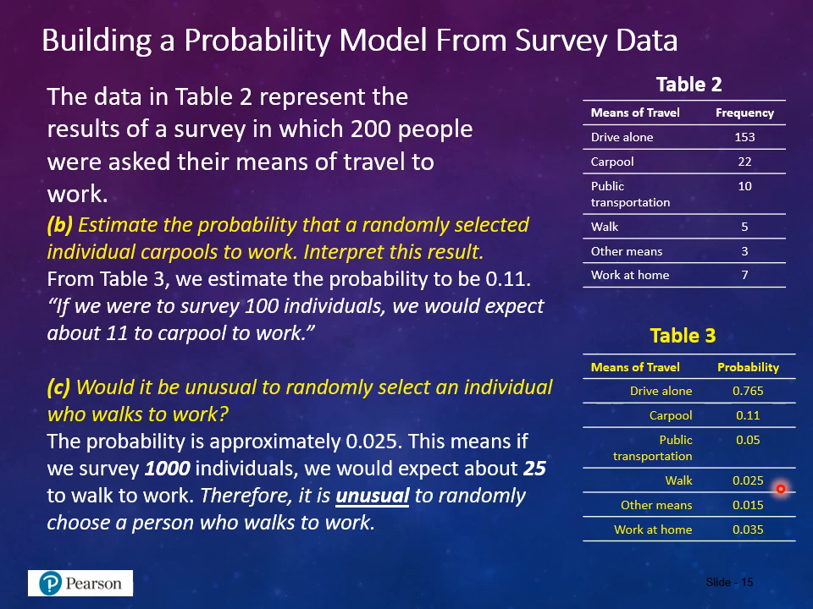So that means 2.5 people out of every 100 surveyed. I know it's not politically correct to say half a person. 2.5 people would respond that they walk to work. So if we multiply those by 10, if we survey 1,000 individuals, we would expect about 25 to walk to work. Therefore, it is unusual. It's not impossible, but it is unusual to randomly choose a person who walks to work just because the percentage is so low.